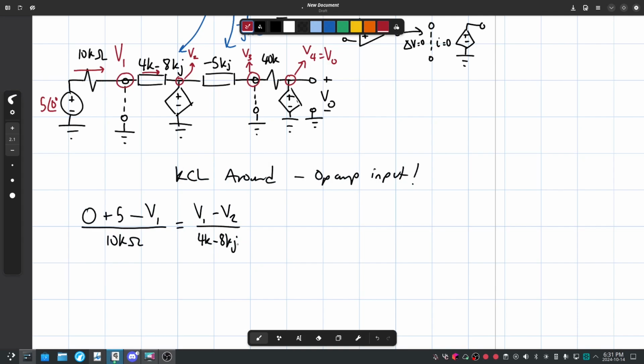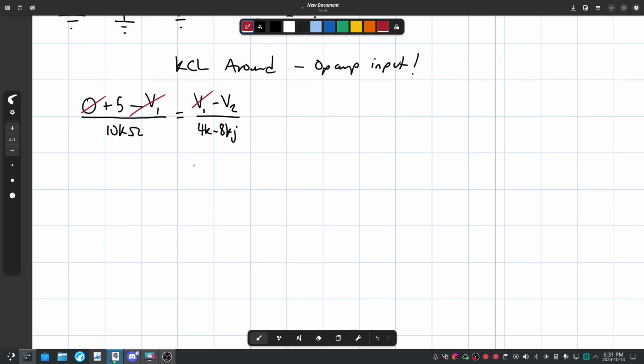I love KVL. The nice part is we know that the difference here is going to be 0. This is connected to ground. What does that tell us? V1 is 0 volts. So we can cut that out. We can cut this out. We can cut the 0 out because 0 is 0. And now what we are left with is 5 over 10,000 ohms is equal to negative 1 over 4,000 minus 8,000 J times V2.